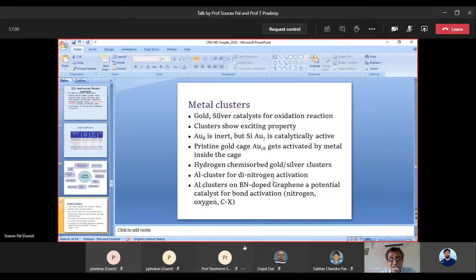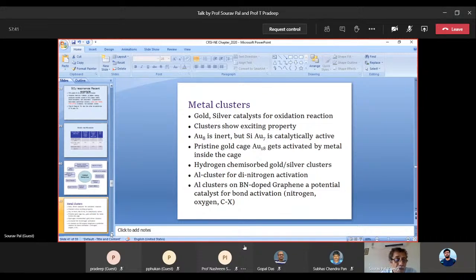Similarly, one very interesting cluster that we have looked at is an aluminum cluster, but not a raw aluminum cluster. An aluminum cluster put on a graphene which is doped with boron nitride. So this is a very interesting material which again can be synthesized today, BN doped graphene. It's a molecule, boron nitride. And if you put an aluminum cluster, our results show that that can be a very good catalyst for bond activation, particularly for nitrogen, oxygen, carbon halide, etc. So it's a very important cluster.